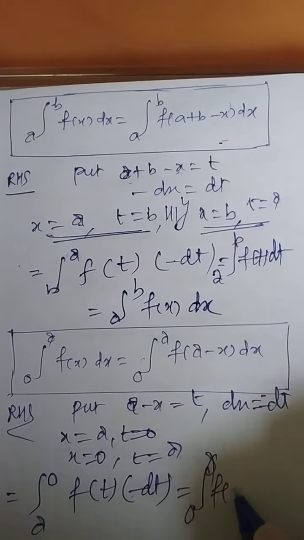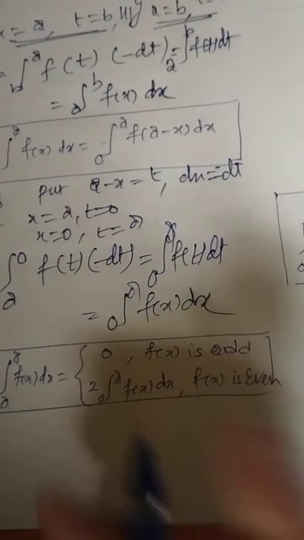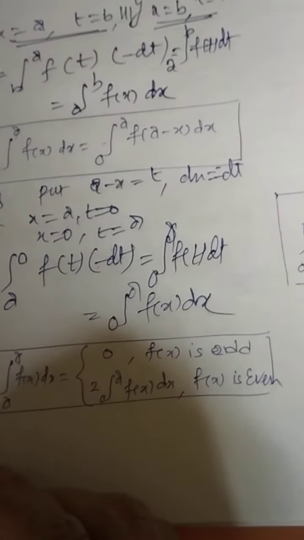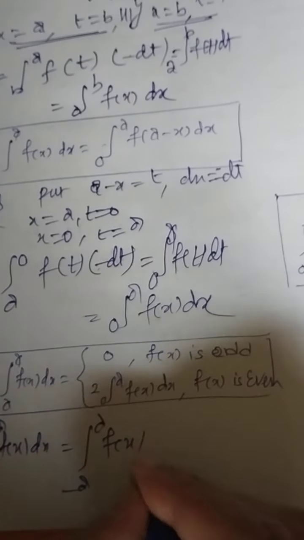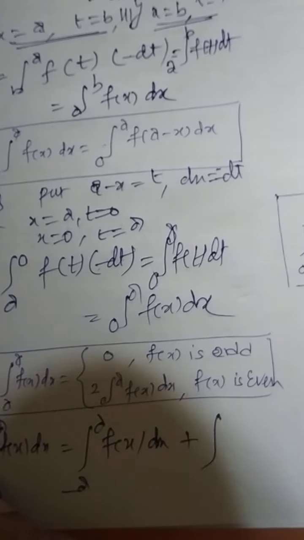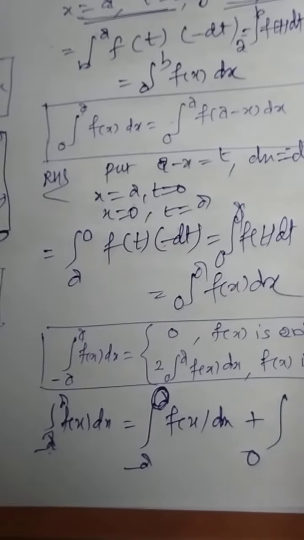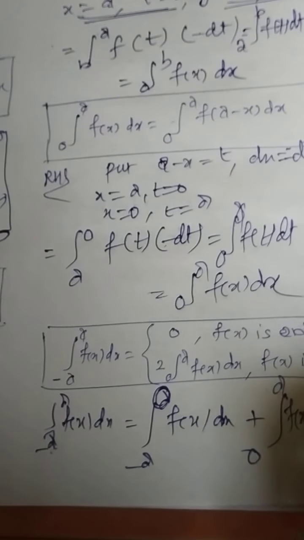Now this is the question, how to answer. This is a question on the odd and even property. Listen, try to understand what I am doing. The integral from minus a to a of f of x dx can be written as the integral from minus a to 0 of f of x dx plus the integral from 0 to a of f of x dx, splitting at 0 between the negative and positive sides.